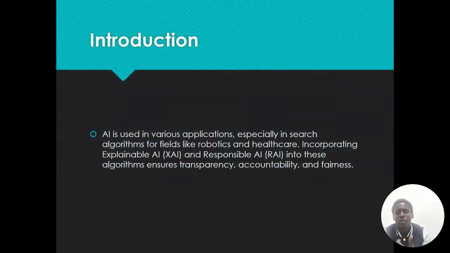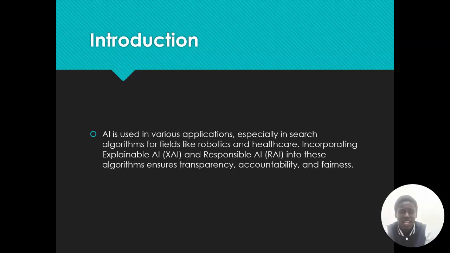What is AI? What comes to your mind when we talk about AI? AI stands for artificial intelligence, and it refers to the simulation of human intelligence processed by a machine. Based on our context, AI is used in various applications, especially in search algorithms for fields like robotics and healthcare. So, in order to incorporate explainable AI and responsible AI into these algorithms, you must ensure that first of all there is transparency, secondly there is accountability, and lastly there is fairness.